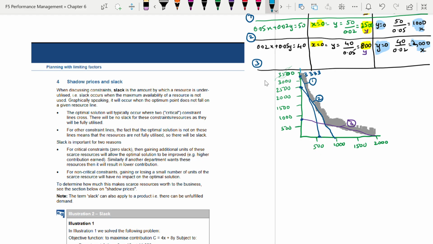This is A, this is B, this is C, and this is D. This is the feasibility region, A, B, C, and D.